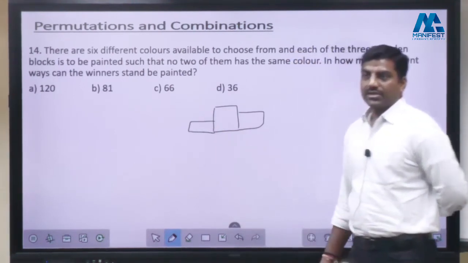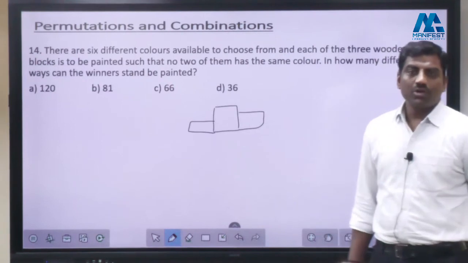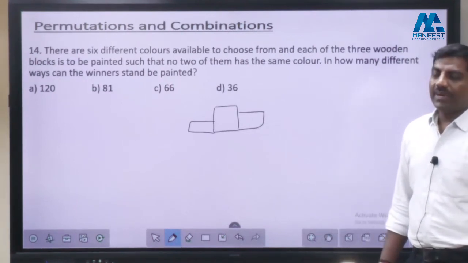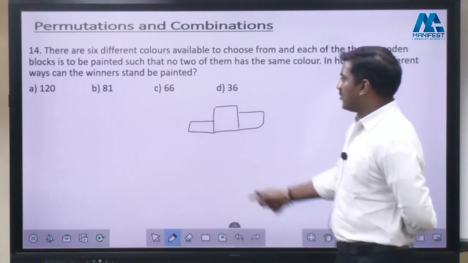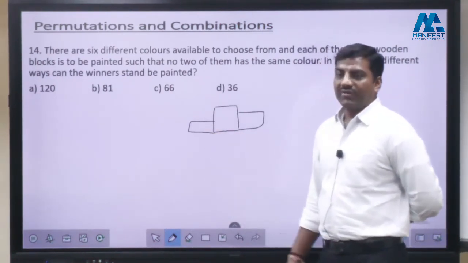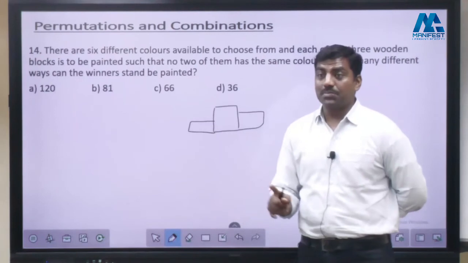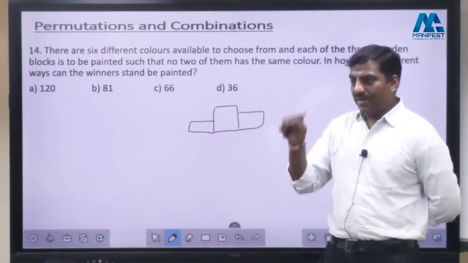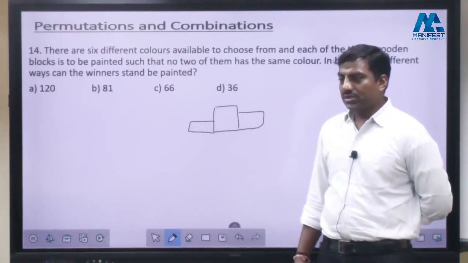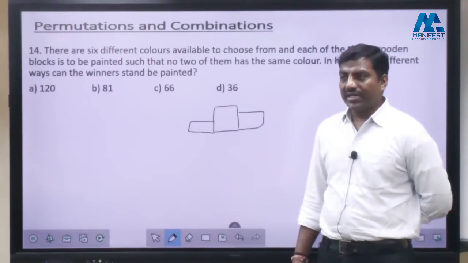Yeah, winner stand. So there will be 3 blocks, 3 wooden blocks. How many paints are available with us? 6 paints. So first one can be painted in how many ways? Here arrangement is important, yes or no? When we are taking the color and painting different blocks, arrangement is equally important, right?